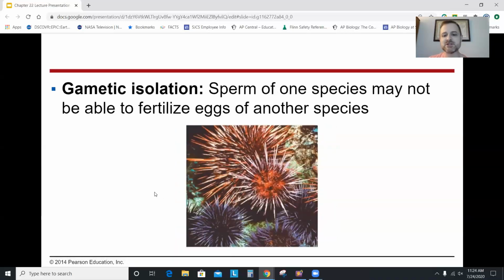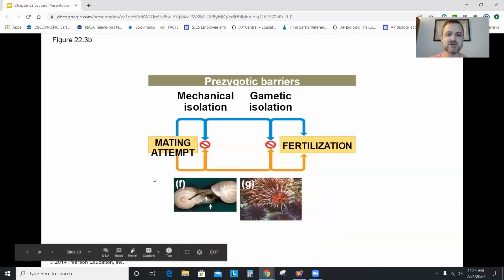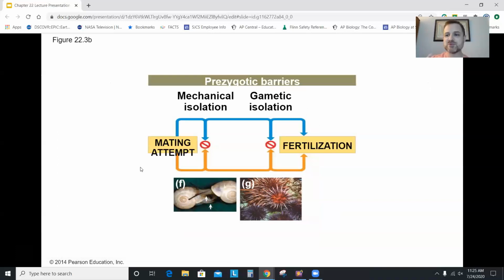Gametic isolation, this picture is sea urchins. And this could be a case where you have mating, the egg and sperm come together, but for whatever reason, maybe the cell membrane of the egg isn't compatible with the membrane of the sperm, and fertilization doesn't actually happen. Gametes are egg and sperm. So gametic isolation just means the egg and the sperm are not compatible, even if they come in contact with one another. Kids always think this picture is showing fireworks. They're not fireworks. They're very colorful sea urchins. Okay, so to review, these were the prezygotic barriers after mating, but before fertilization.